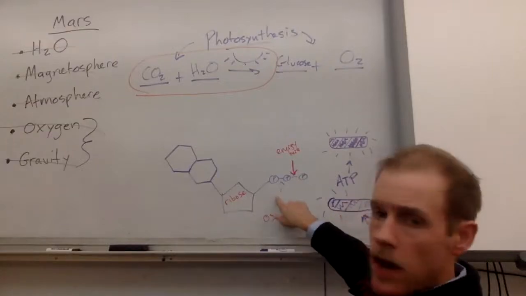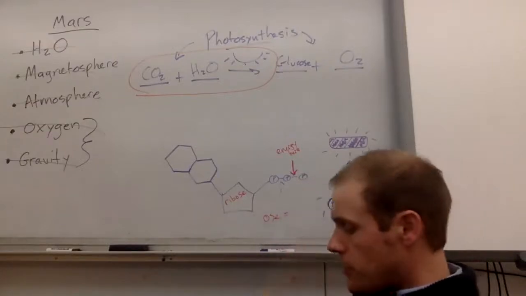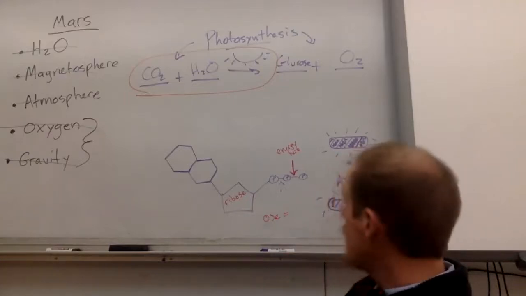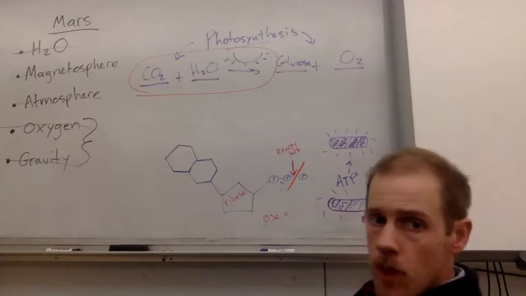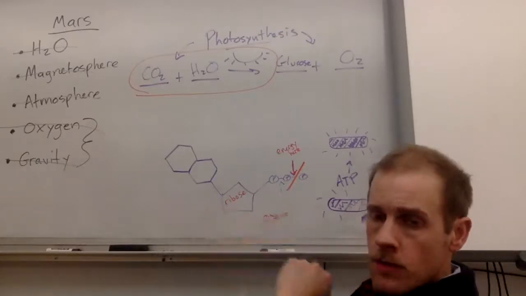So in order to get the energy out of ATP, I have to snap that last phosphate. I have to cut that last phosphate off. And when I do that, out comes the energy.